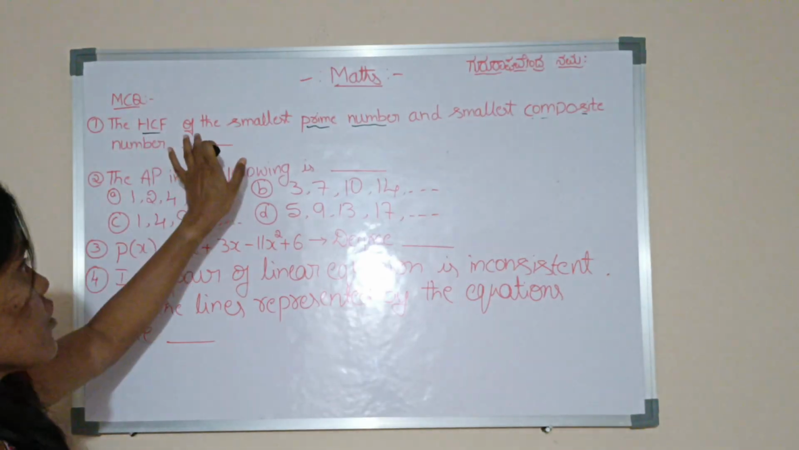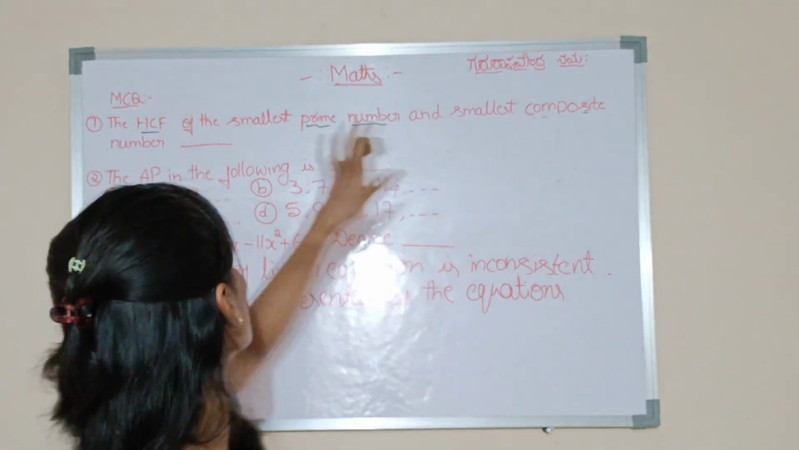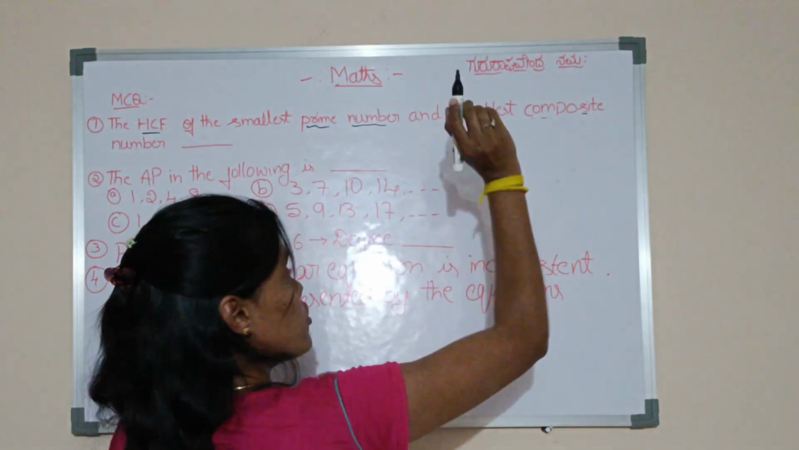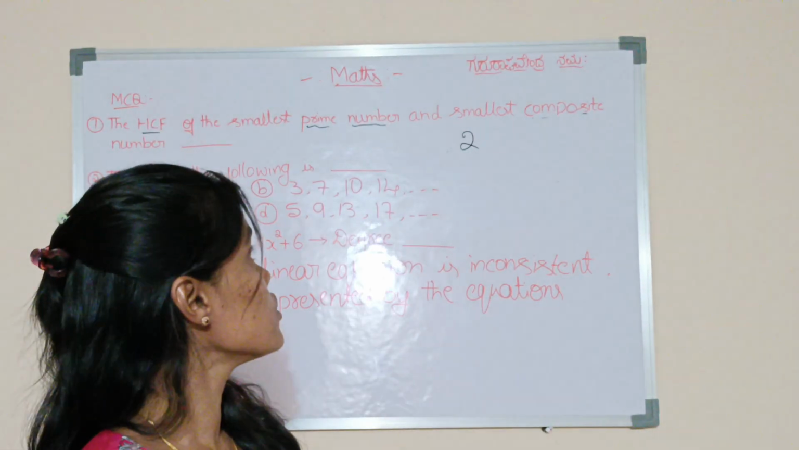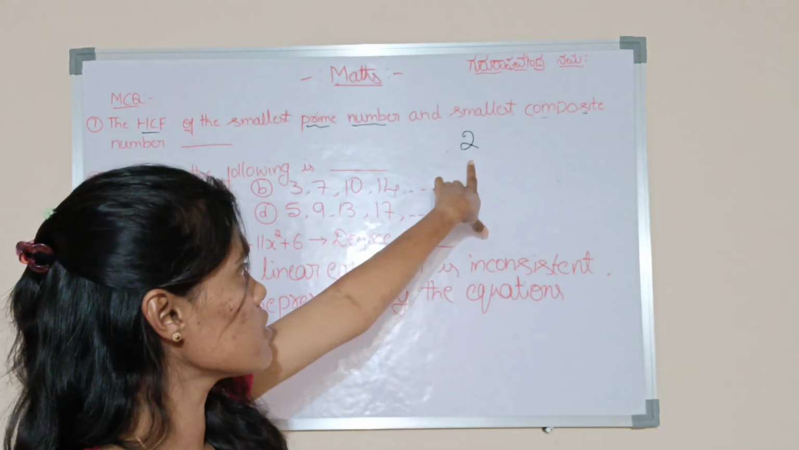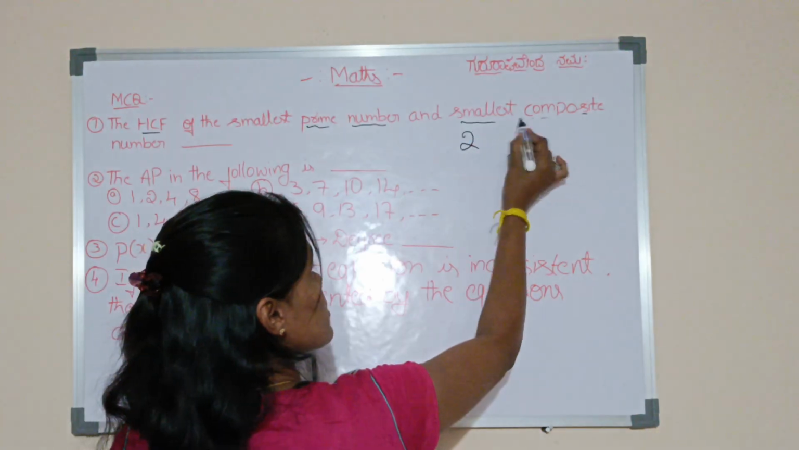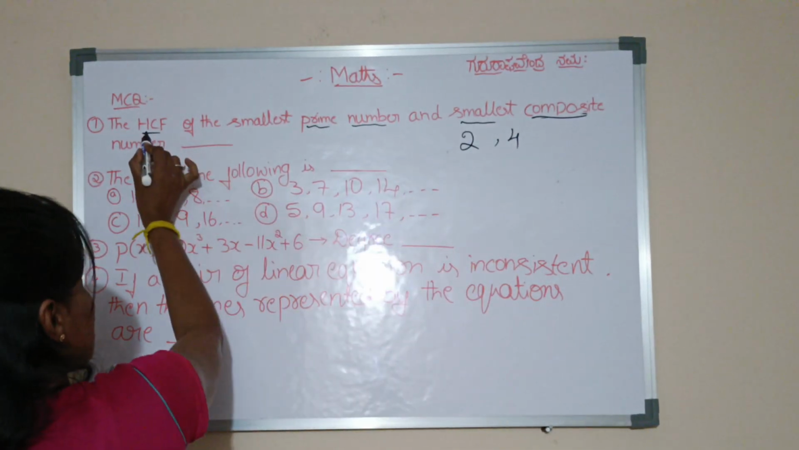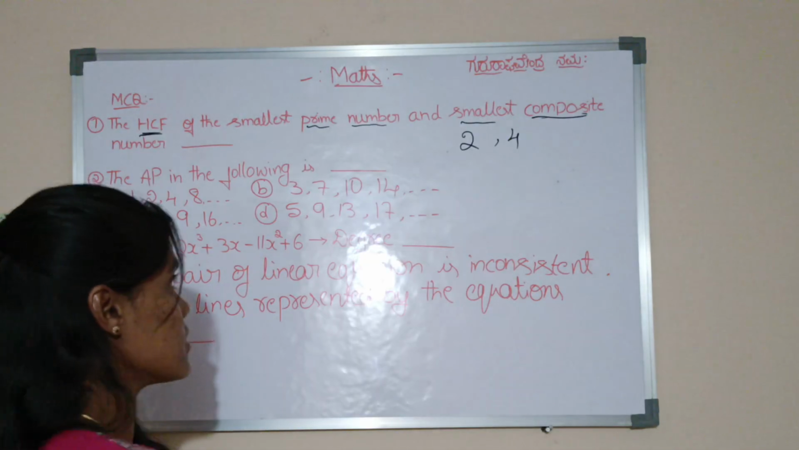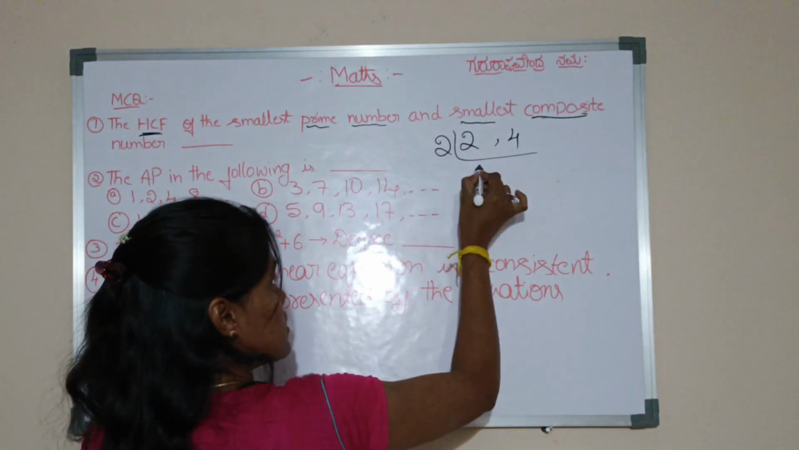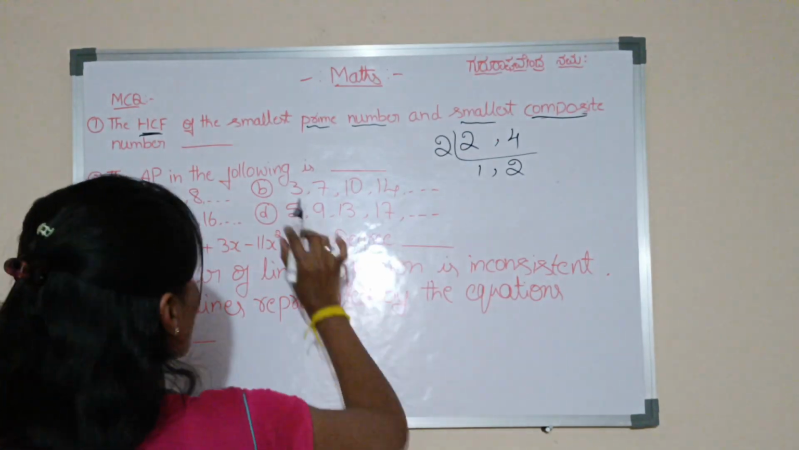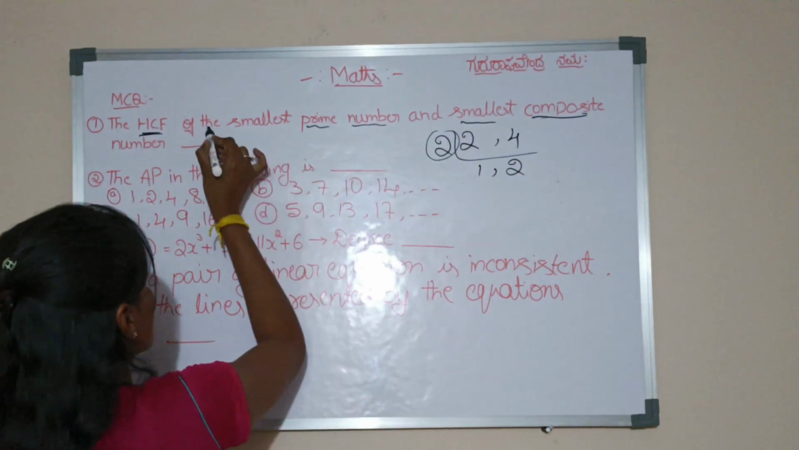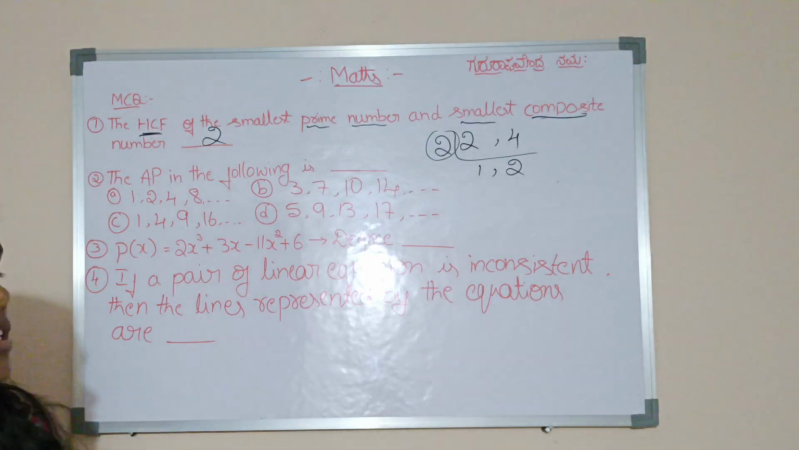First question, HCF of the smallest prime number and smallest composite number. Smallest prime number, that is 2. What do you mean by prime number? That number is divisible by 1 and itself. So smallest prime number 2 and smallest composite number, that is 4. Then they are asking HCF. What is the HCF of smallest prime number and a smallest composite number? That is 2. Answer for that one question 2.